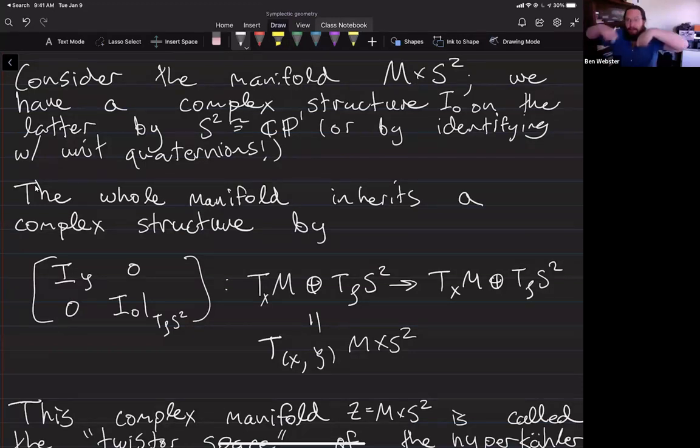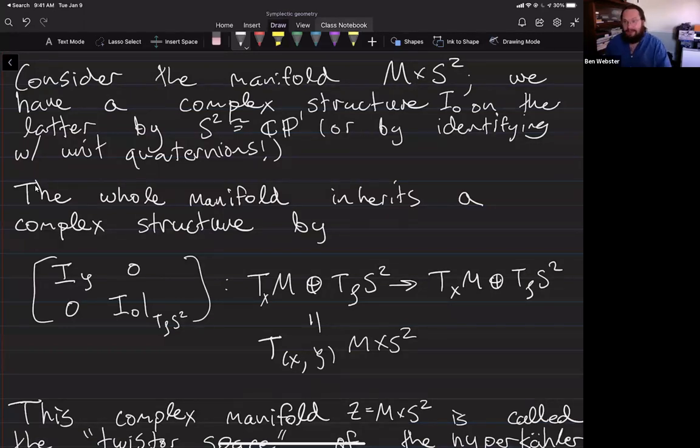And I act on each of those guys separately with the corresponding complex structures, where the complex structure in S2 is just the usual one. If you remember back when we first talked about almost complex structures, you can think of zeta as a unit quaternion, and multiplication by that unit quaternion on the tangent space, that guy thought of as a subspace of the quaternions. You can make this look even more tautological.